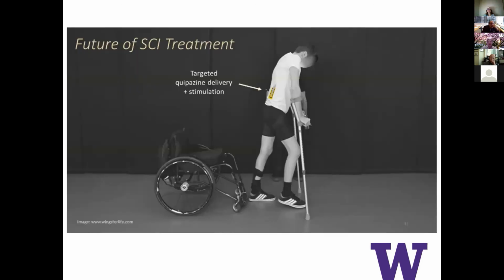So in terms of something I envision as the future of SCI treatment, for chronic SCI, ideally we could implant epidural stimulators that at the same time would deliver drugs of interest that would promote neuroplasticity, with quipazine being one example.